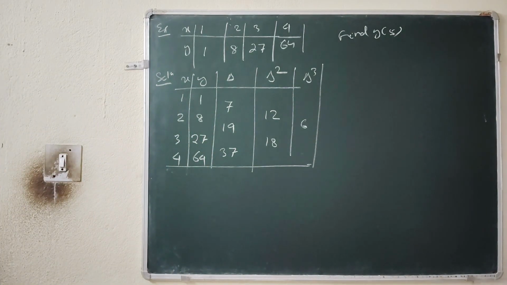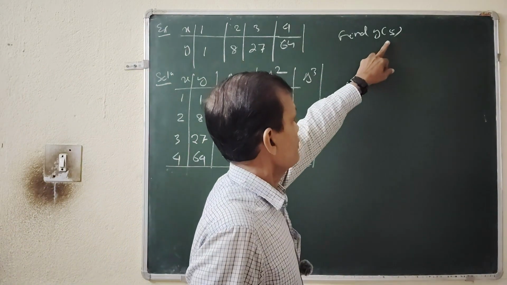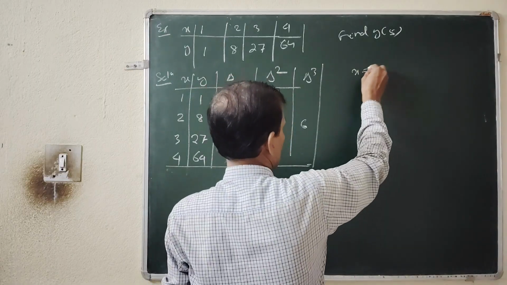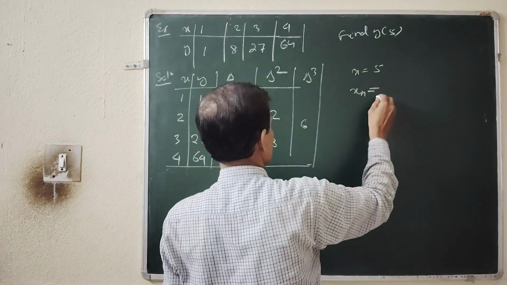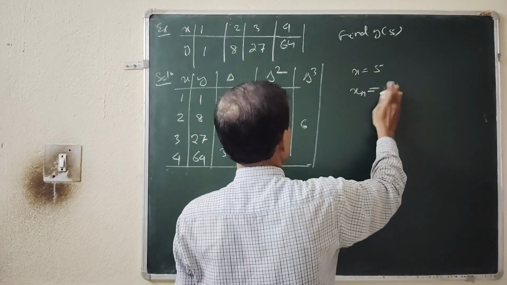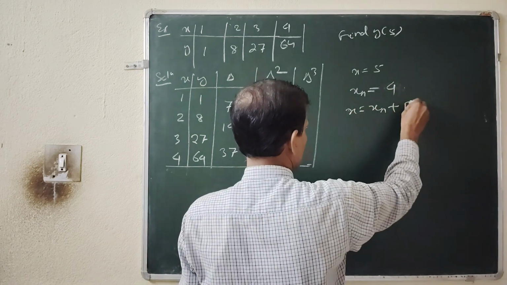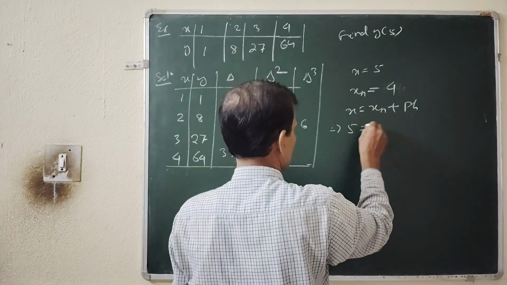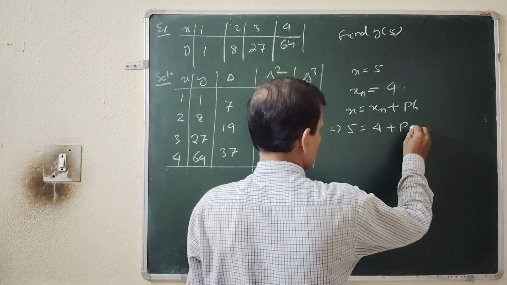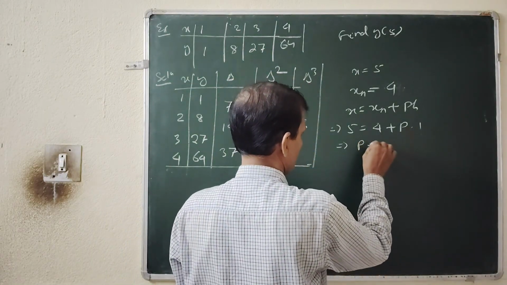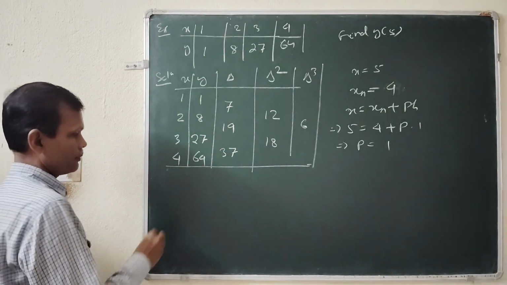Now we have to apply backward interpolation, because x is 5. As we are applying the backward interpolation, you consider xn. What is xn? xn is 4. So x is equal to xn plus ph. That implies 5 is equal to 4 plus p. What is h? h is 1. So that implies p is equal to 1.